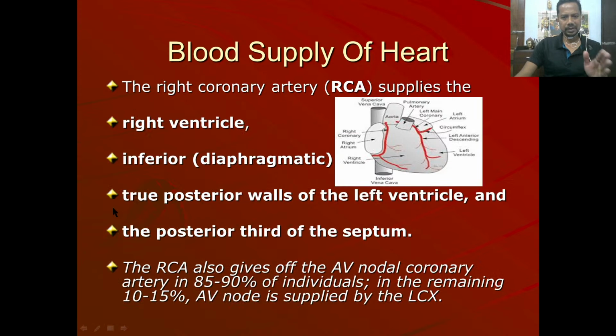Then we come to the right coronary artery. R for right ventricle. It supplies the right ventricle, the inferior surface of the heart, the true posterior surface of the LV, and the posterior 1/3 of the septum. The anterior 2/3 of the septum is LAD; the posterior 1/3 of the interventricular septum is supplied by RCA. These things you have to know in detail.